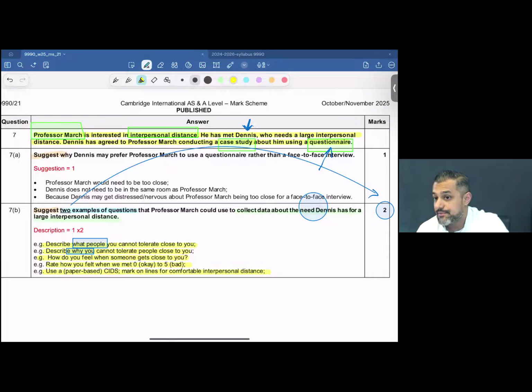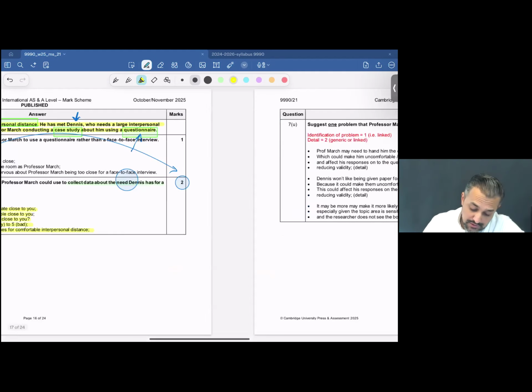There's a possibility with this question 7B, if we tweak this a little, what if the examiner asked you to give an example of a question that helps you gather qualitative data? That restricts you even further. So taking this ahead, Bismillahir Rahmanir Rahim.